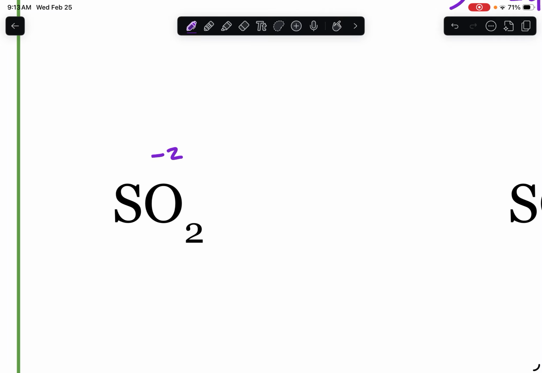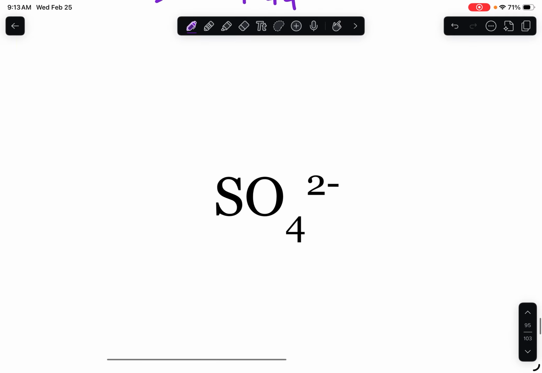-2 for oxygen and +4 for sulfur. This is because each oxygen is -2 and the total for oxygen is -4. Therefore, the total from sulfur better be +4. Now try this one.